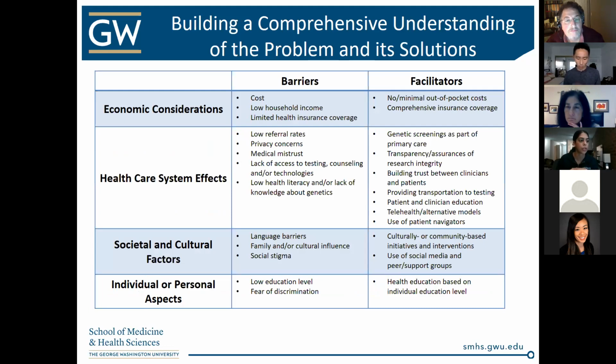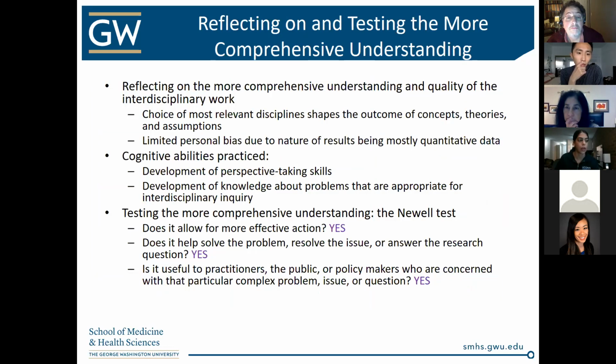And then this slide just goes deeper into a more comprehensive understanding of the barriers and the proposed facilitators from my literature review. So I took those and I grouped them into the 4 categories that I mentioned earlier. So we have economic concerns, healthcare system effects, societal and cultural factors, and then just individual aspects. And then just to reflect on the more comprehensive understanding, I think the choice, again, of the most relevant disciplines plays a huge role, because the ones that you choose are going to shape your literature review and therefore your results. So had I chosen different ones, I think my end result would have been a lot different.